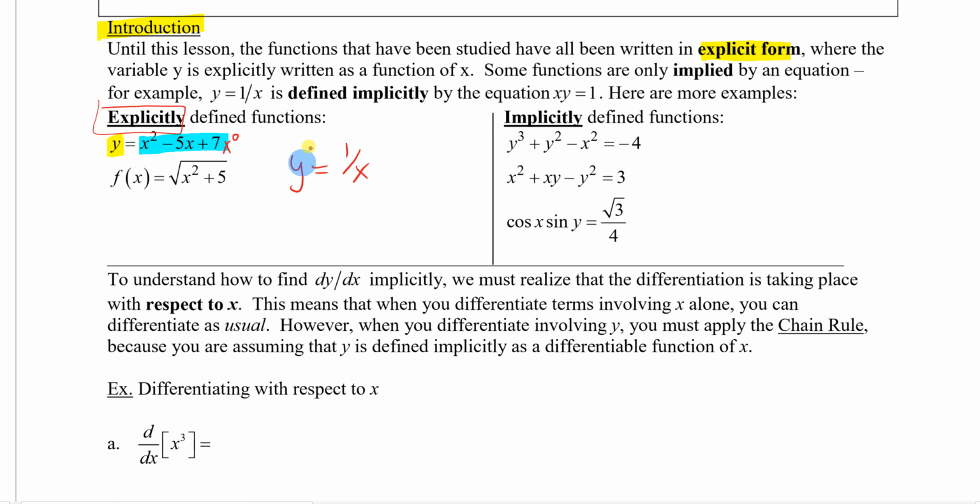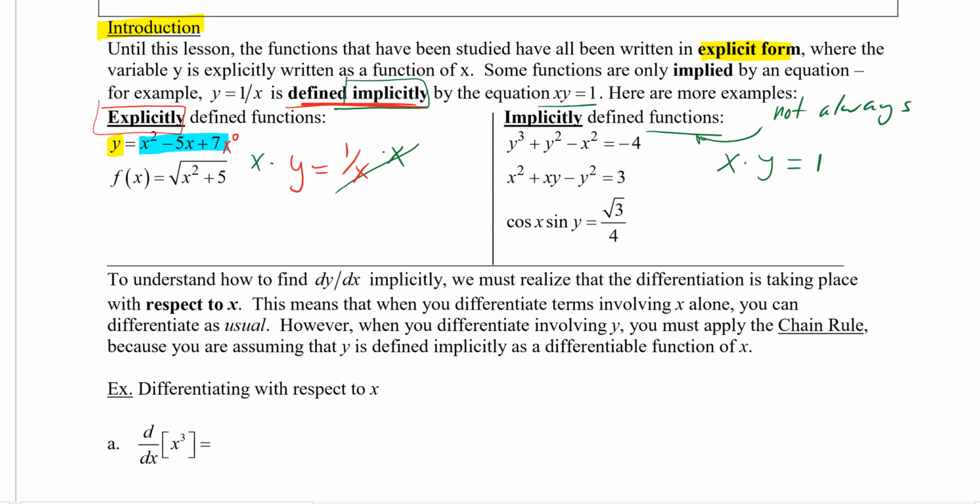Now, y can be converted to implicit by doing a simple algebraic technique, multiplying both sides by x, which would just give you x times y is equal to 1. So y equals 1 over x is defined implicitly by the equation xy equals 1. So here are some examples of implicit form, implicitly defined functions, and note these are not always functions.